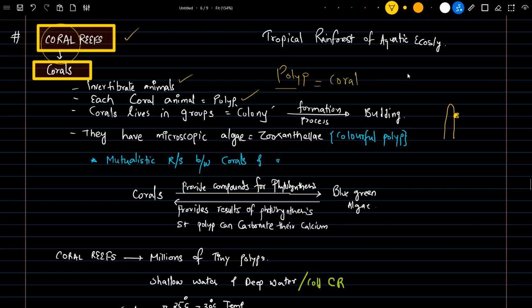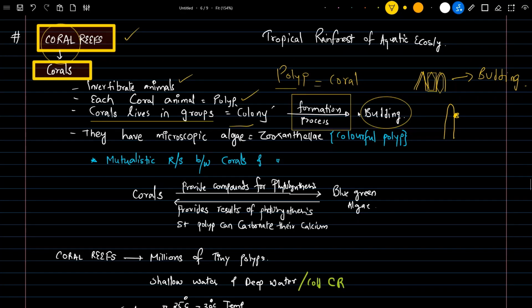These corals won't exist individually, but they exist as a group. In this manner they exist. The process of formation of this kind of group is called budding. So here we can see, corals live in groups, which is called a colony. The formation of this colony is called budding.